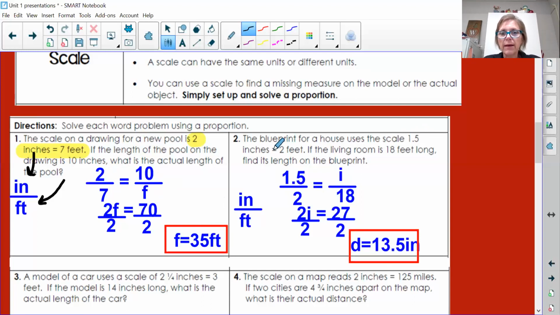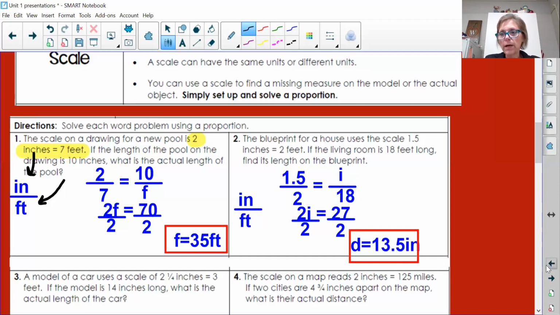Okay, here's one more. You see the equal sign? That is 1.5 inches on the top, all inches on the top, and 2 feet on the bottom, feet on the bottom. So let's keep reading. If the living room is 18 feet, do you see feet? So that's why it went on the bottom, because I know all feet goes on the bottom. I put the I, so I know when I finish that this answer is in inches. So cross multiply, I got 27, 2 times I, and then divide away that 2, and that's my answer. But what does it mean? 13.5 what? Inches, because it was on the top.